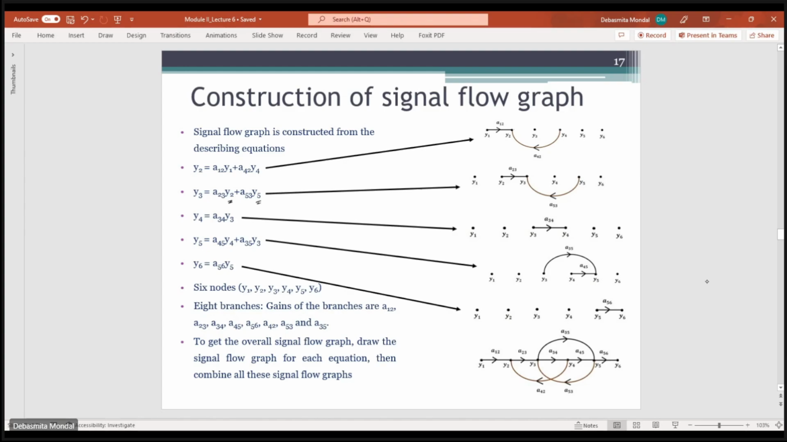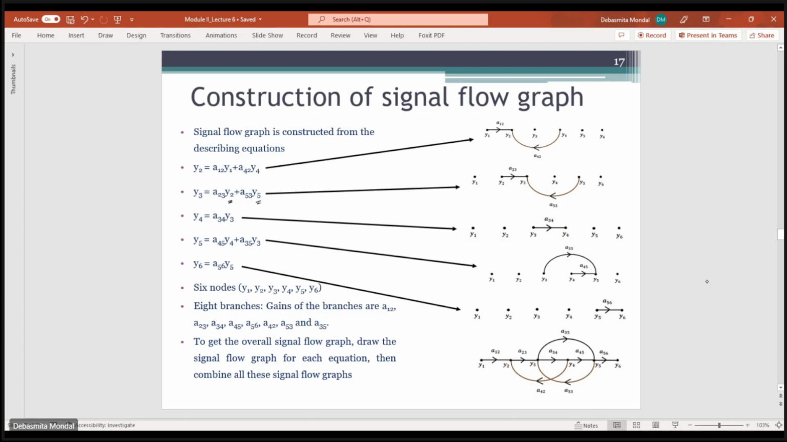So that means this arrow will also be going inside. Otherwise, if it was in the opposite direction, then the value of y3 would only have been given as a23 into y2, because we have already said that while finding the node variable or the system variable at a particular node, we are only considering the number of incoming or inflowing signals.